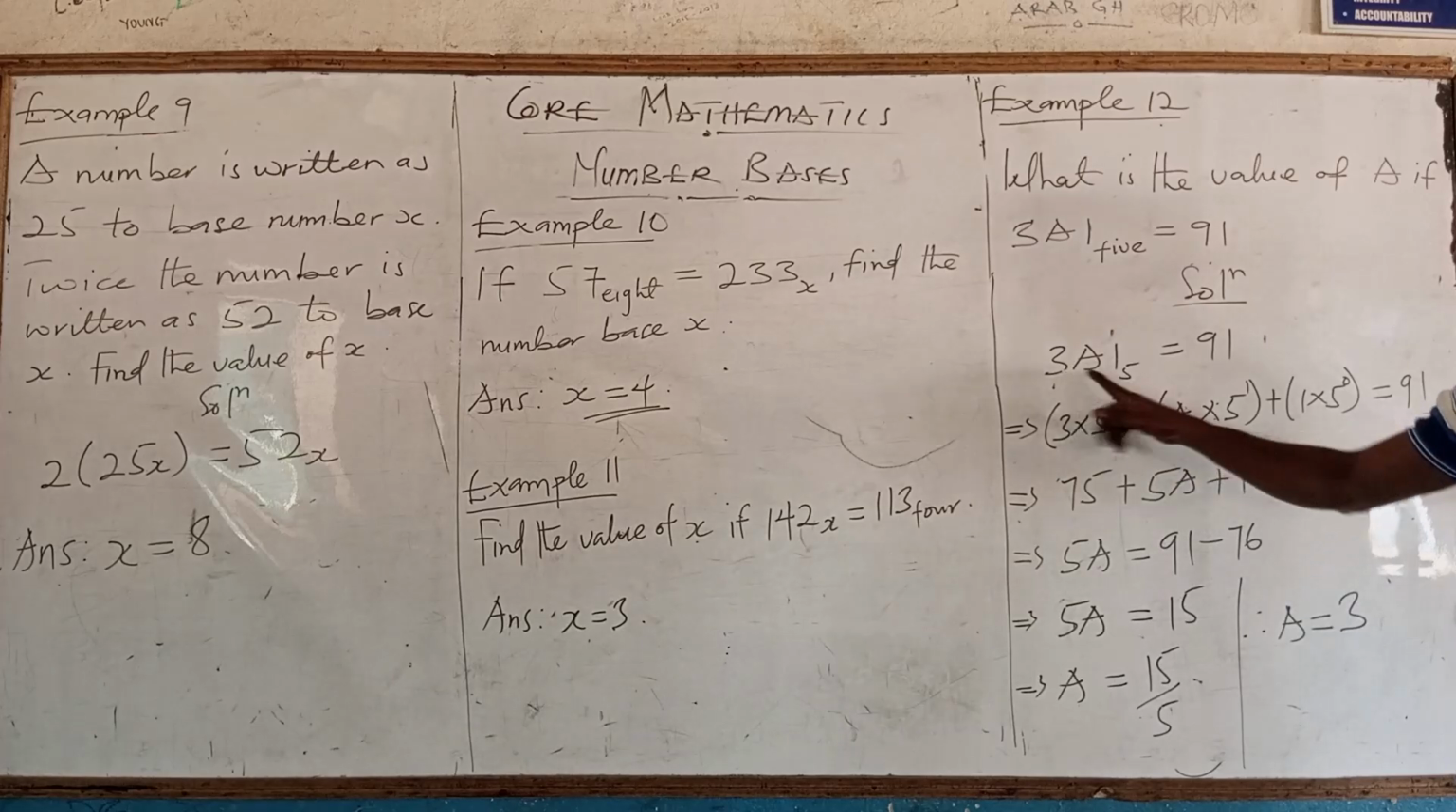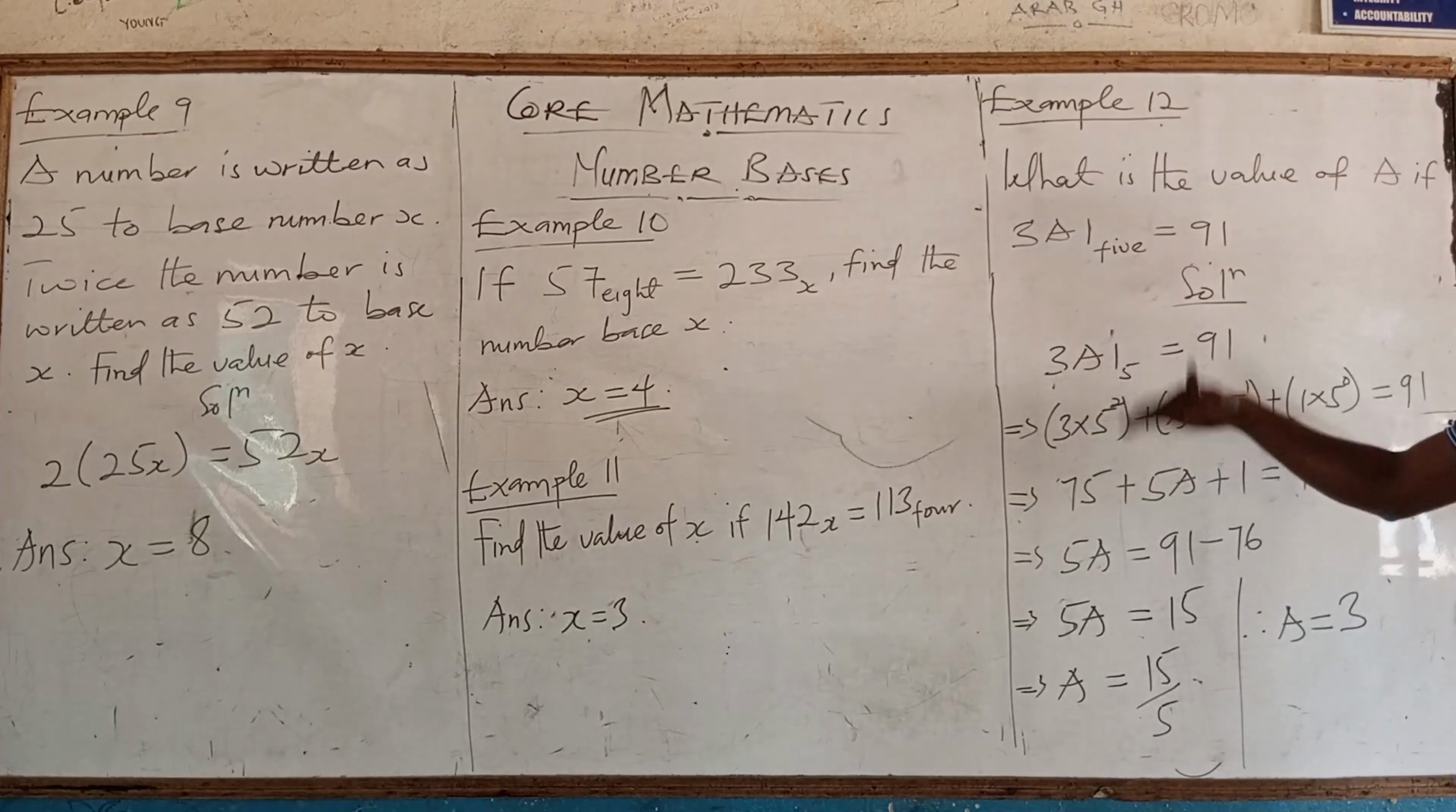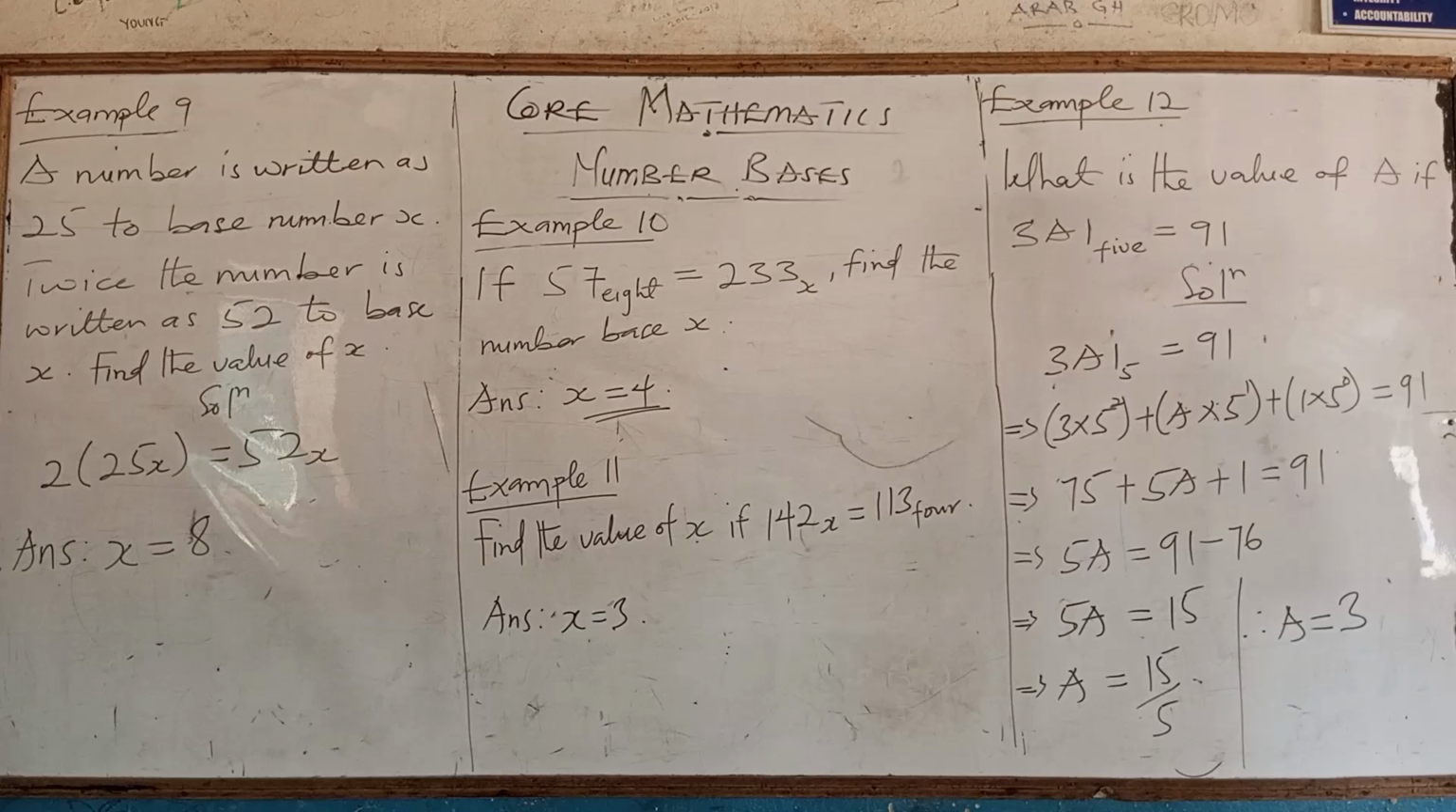So it's 3, 3, 1 is 5. When we convert to this, then we get 91. Are we getting that? Okay. So that is how to solve that one too.